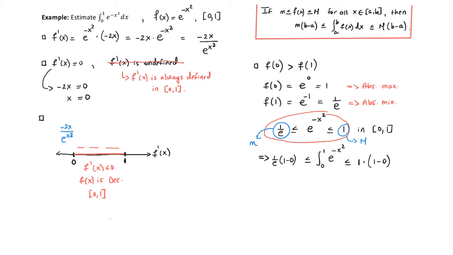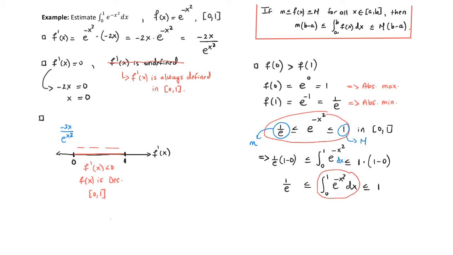So this is the same thing as saying, 1 minus 0 is 1. So 1 divided by e is less or equal than the integral from 0 to 1 of e to the negative x squared dx. By the way, I forgot to insert dx here. All right, continuing, and this is less or equal than 1. So notice now that we found a bound for the integral. Now we know that our integral is going to be a number between 1 over e and 1.